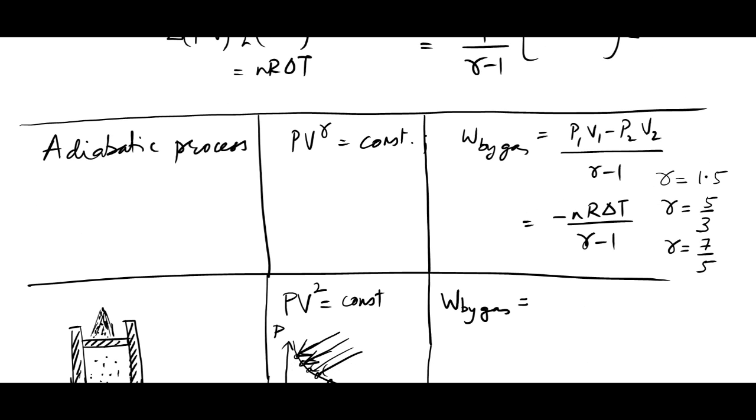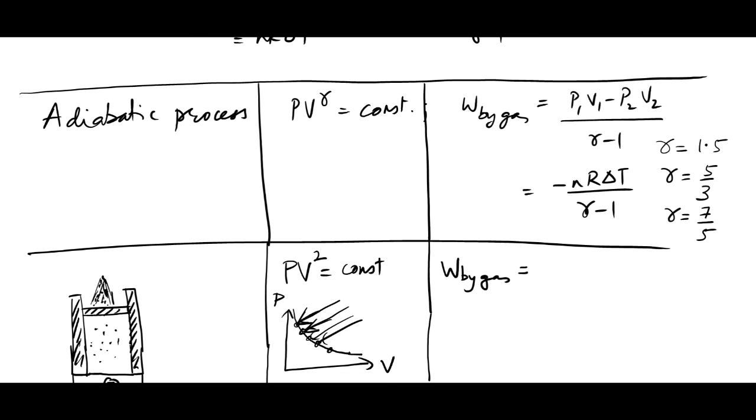So PV squared is equal to constant. If you are ever given a process like that, it's very difficult to describe. It's not a simple process. It's neither isothermal nor isobaric nor adiabatic. But you know the work done without actually going through the derivation. It's going to be (P1 V1 minus P2 V2) divided by (2 minus 1). So 2 minus 1 is of course 1, or it's going to be minus of nR delta T upon (2 minus 1).